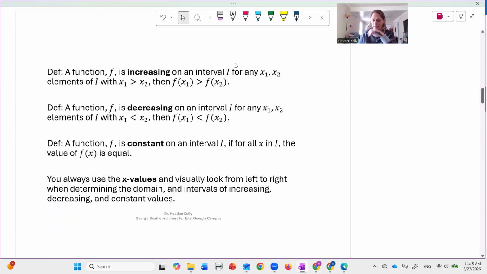Now the next concept is increasing and decreasing in constant intervals.